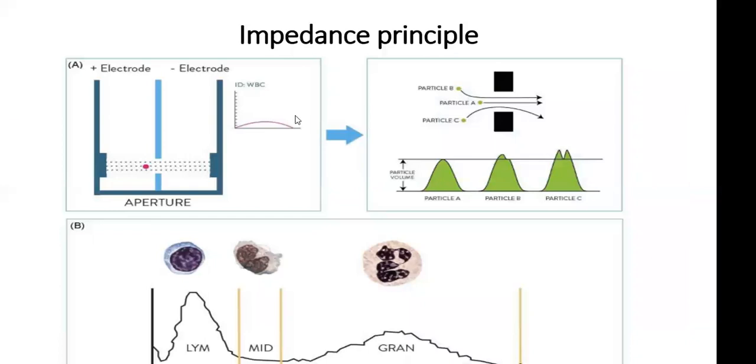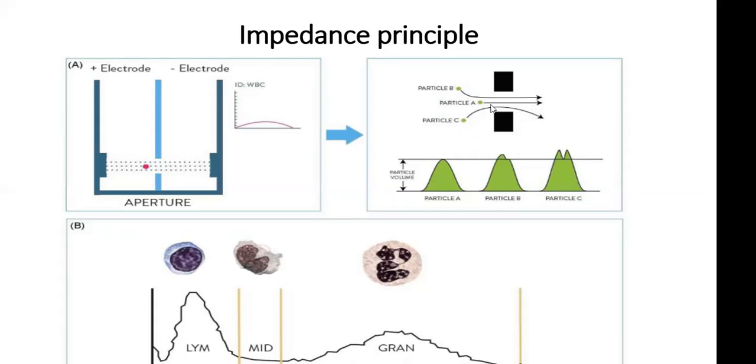Now, this is a diagrammatic thing which I wanted to show you. Look at this. The electric current is flowing. There is an aperture. The cell passes through the aperture. There is hindrance in the conduction. And that hindrance is gathered in the form of a pulse. And these pulses together, the number of pulses will be the number of cells. And the location of these pulses on the graph will be the size of the cell.